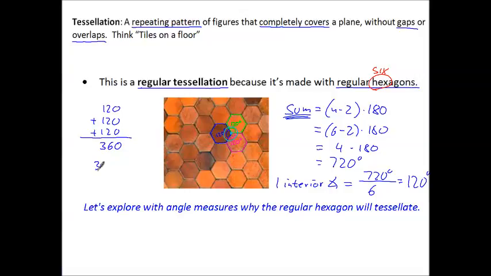Or if we take our 360 degrees and divide it by the measurement of one of our interior angles, we get exactly 3. That means we need exactly 3 of those interior angles to make up the 360 degrees of our circle. Now let's see if tessellations work with other types of regular polygons.